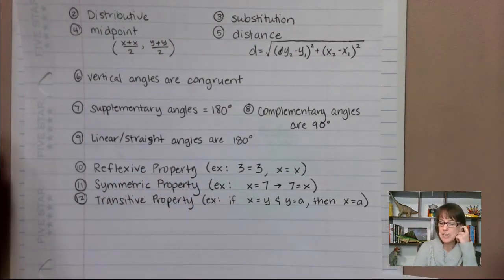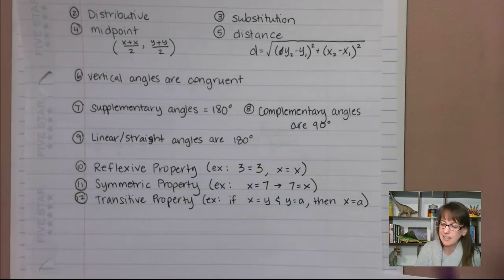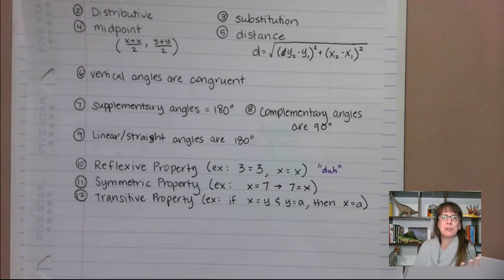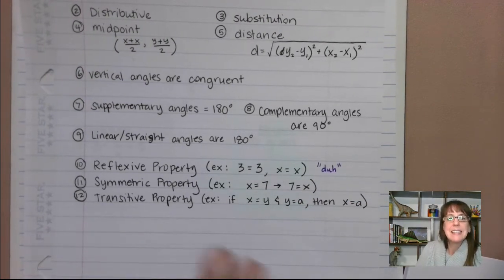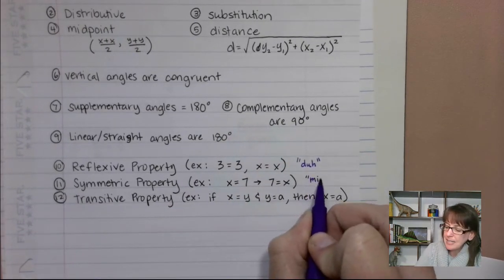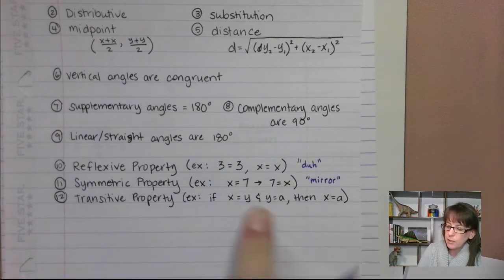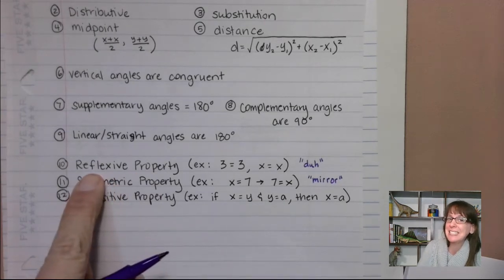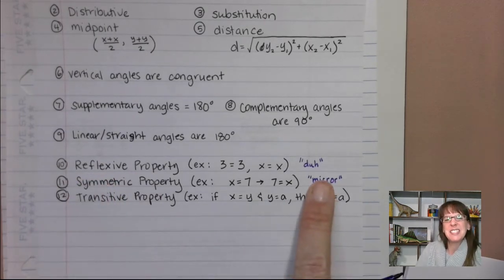Now, if it helps, the reflexive property is like things like 3 equals 3 and x equals x. I call that the duh property. Duh, of course, x equals x, it's x. The symmetric property is a mirror. So you can see that if you held up a mirror, it would reflect across either side. That's why it's kind of tricky, because you don't want to get it confused with reflexive. So this is our mirror property.